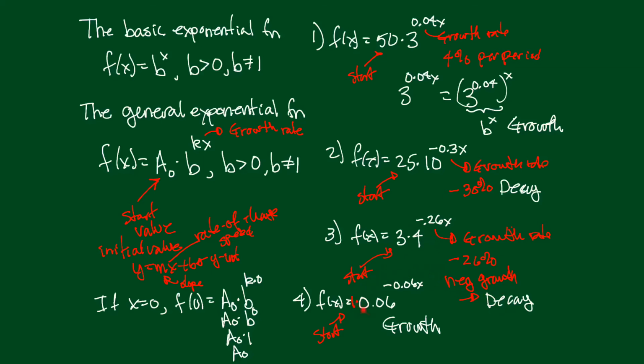And then I come down and look at this one. The base is between 0 and 1. So I'm thinking decay. But then I've got negative decay. Well, negative decay is the opposite of decay, which is growth.